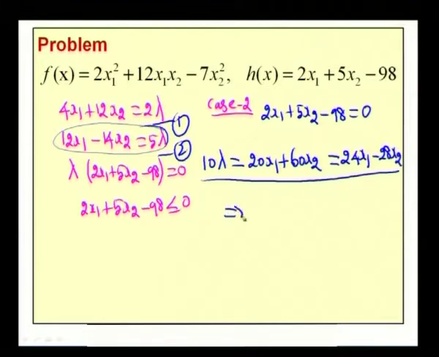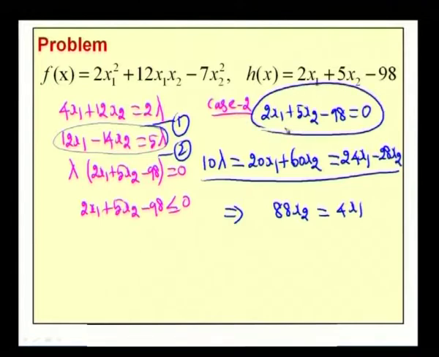Now, we simplify this equation by taking 28x2 to this side, it becomes plus 28x2. So, it becomes 88x2 equal to, by taking 20x1 to this side, 4x1. So, by making use of equations 1 and 2, we have 88x2 equal to 4x1. Now, in this equation, we make use of 2x1 plus 5x2 minus 98 equal to 0. By simplifying further, we have 2x1 equal to 44x2.